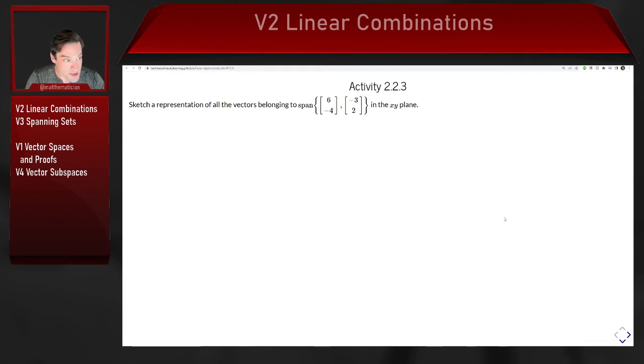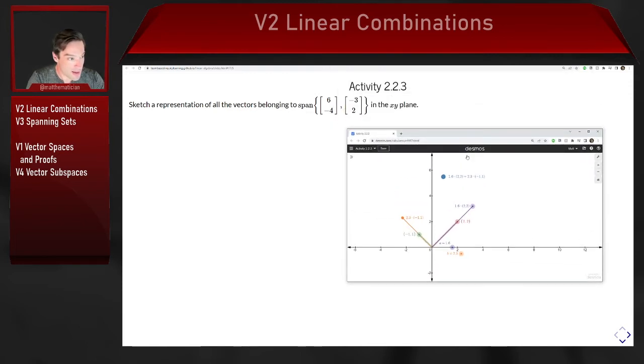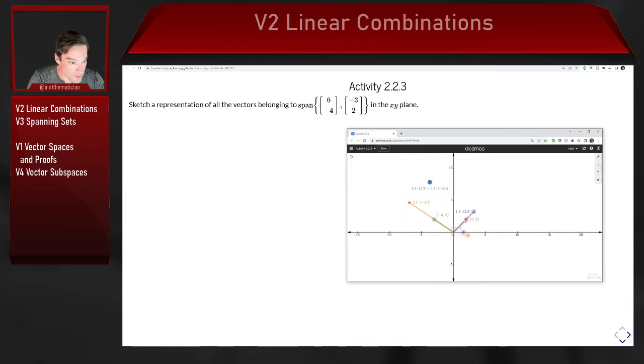But the game changes a little bit if we pick the vectors 6, -4, and -3, 2 as the vectors that we want to include in our linear combination. So if I take one of these vectors and make it into -3, 2, and the other vector and make it into 6, -4, so I'll zoom out a little bit here, 6, -4. And then I take scalar multiples of one and add them to scalar multiples of the other and look at where the blue point winds up.